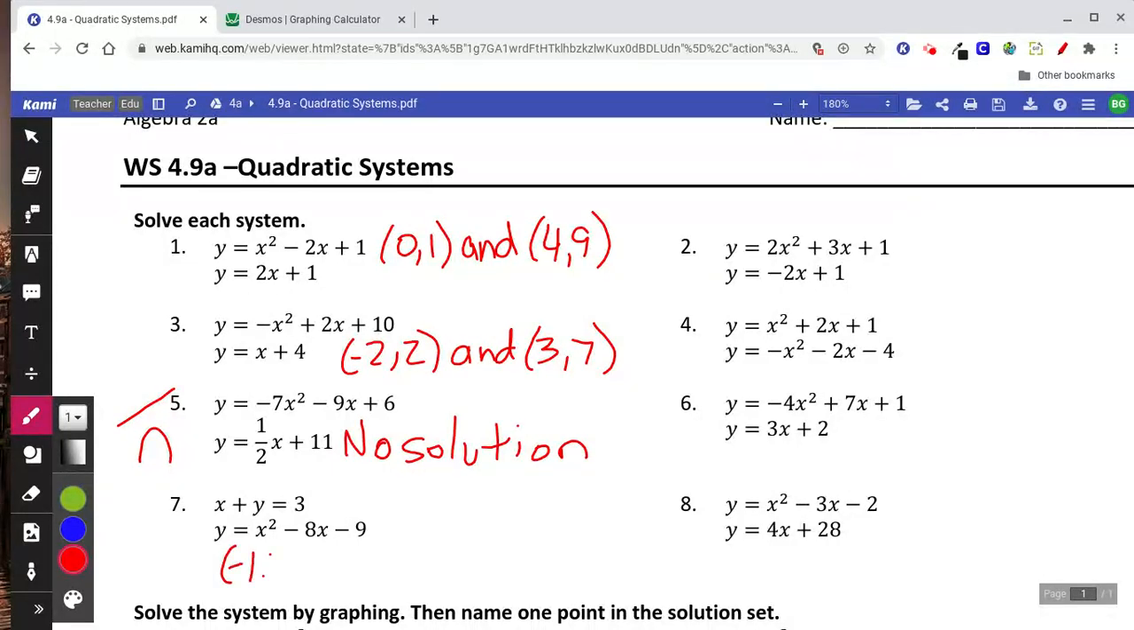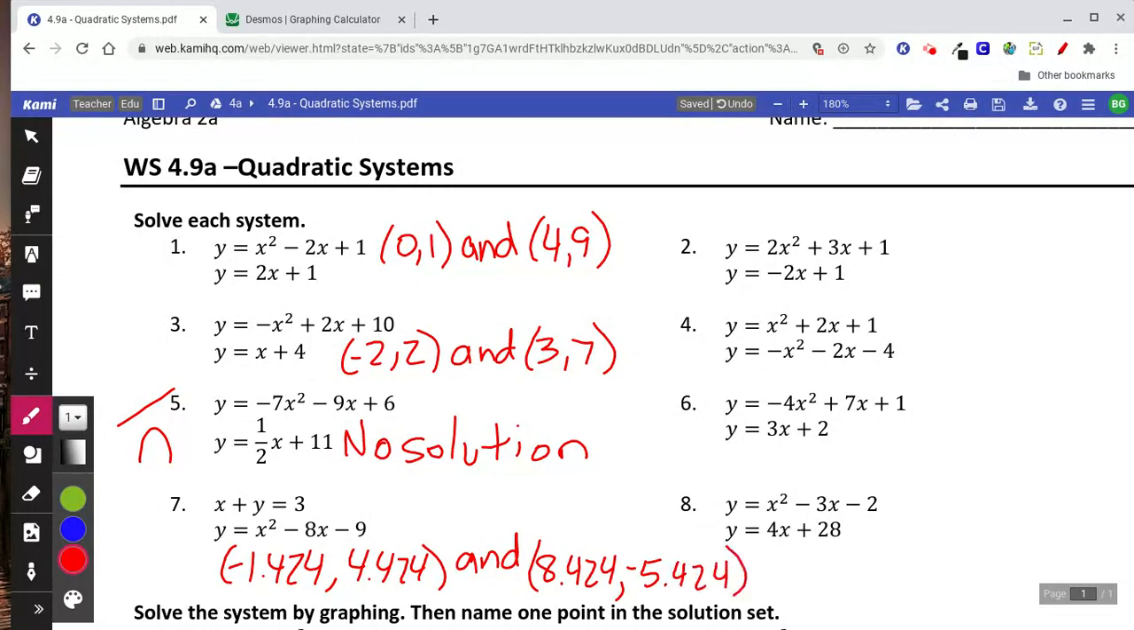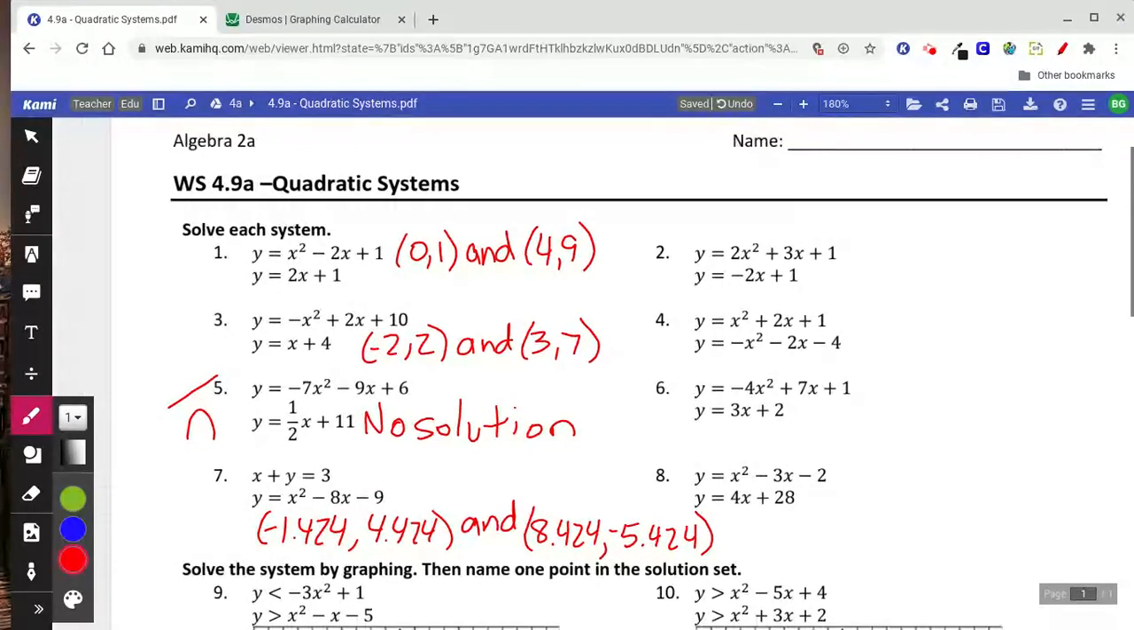Negative 1.424, comma 4.424, and 8.424, comma negative 5.424. So if it looks complicated, that's okay. Don't worry about it.